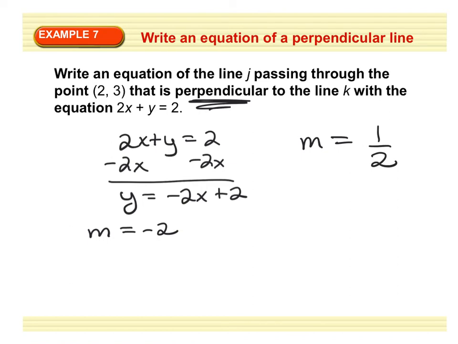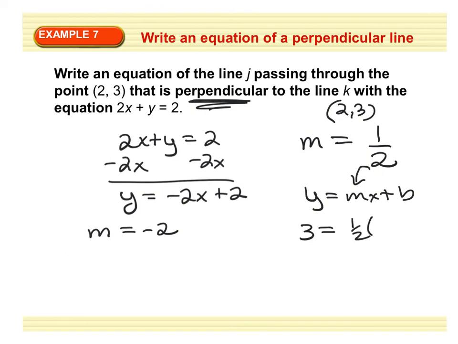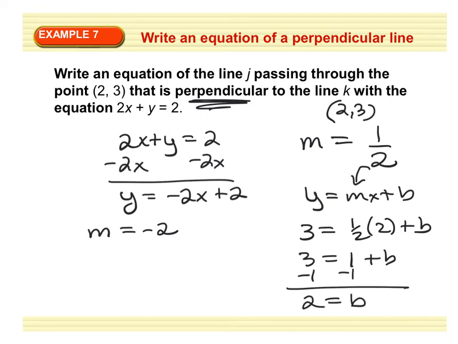Now the same process for finding b, I have to do again. So y equals mx plus b. I'm putting the 1/2 here, and then I'm taking the ordered pair (2, 3), and that's my x and y. So 1/2 times 2 plus b. I need to multiply half of 2, which is 1. Move the 1, and my b equals 2.